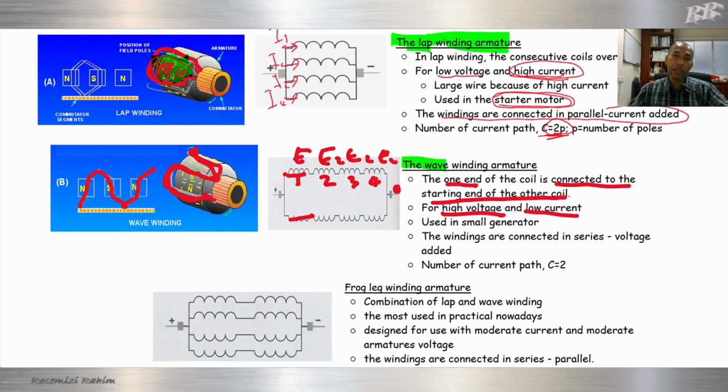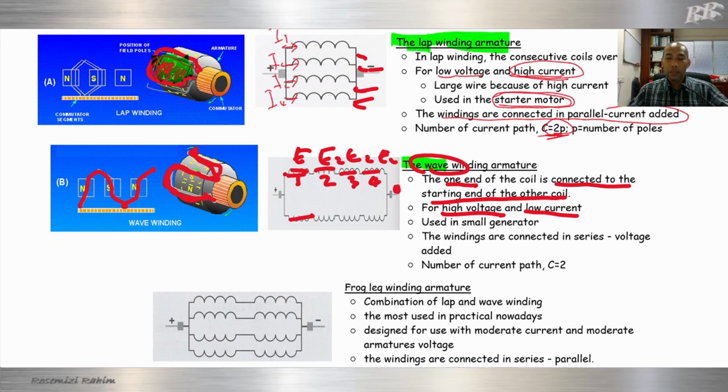Previously it was in parallel. For a parallel connection, we add current. The voltage is the same. So the previous one is parallel, so we add current. The second one is in series. The wave winding is in series, so we add the generated EMF.